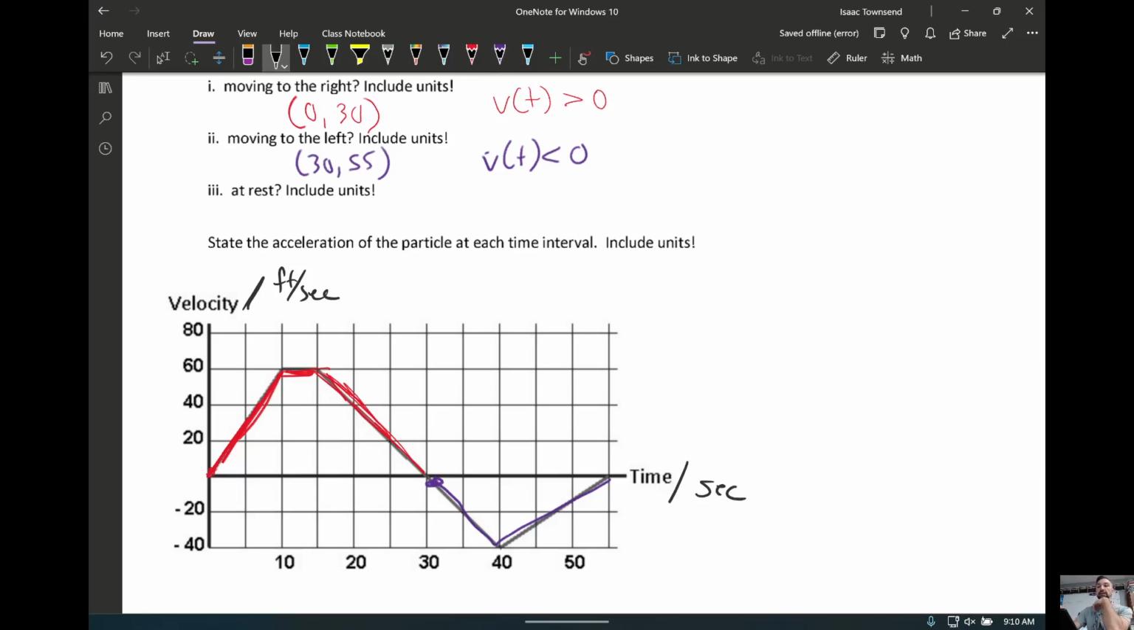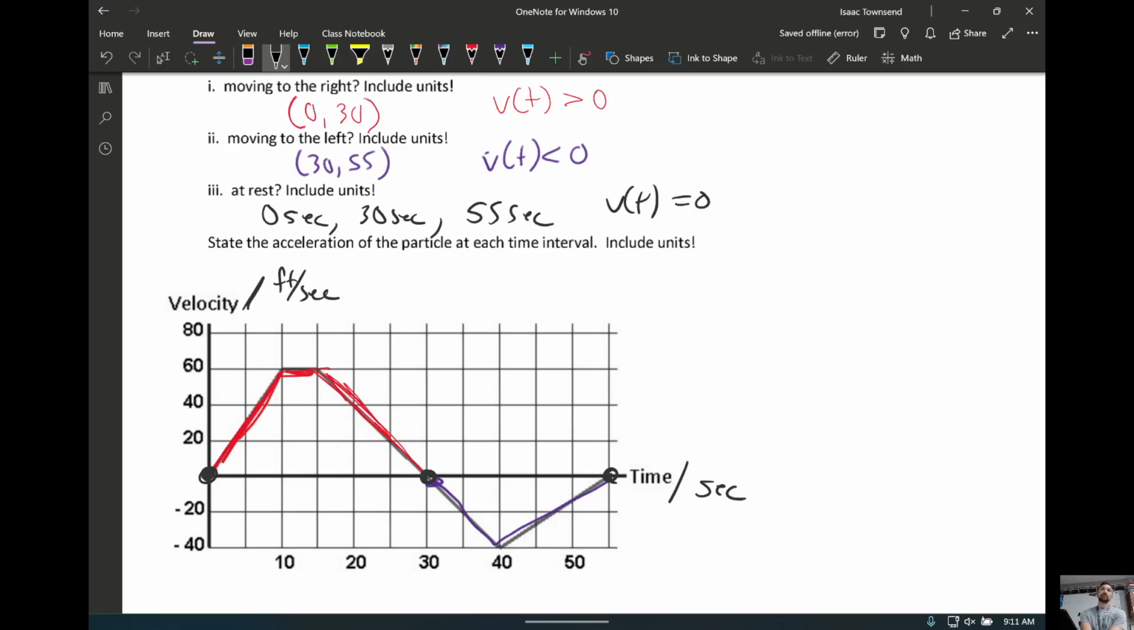Okay, are there any times where this particle would be at rest, so not moving at all? 0, 30, and 55. Very good. At 0 seconds, 30 seconds, and 55 seconds. Okay, and how did you know it was at rest at those times? Because it's equal to 0. What is? Velocity is equal to 0. Very good. So when velocity is 0, it's not moving.